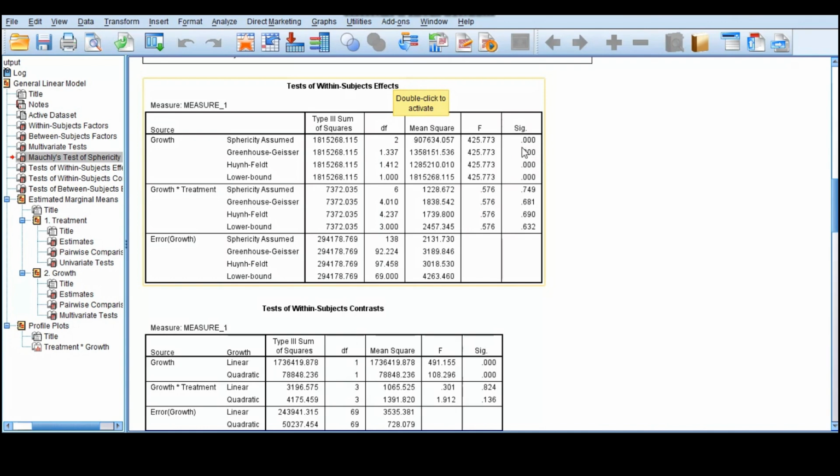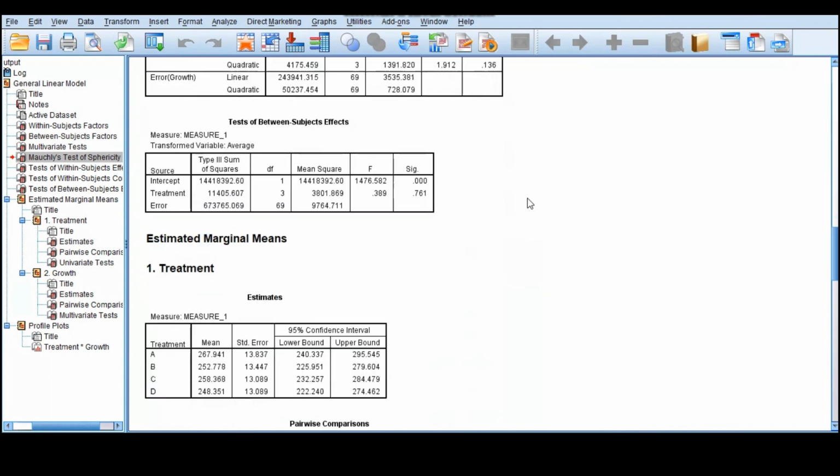And when you use the Greenhouse-Geisser, this is the main thing that we are interested in. That is the p-value, and you can see it is less than 0.05. So we can say there is a significant difference across the time measurements, whereby at growth 7, growth 14, and growth 21, there is a significant difference across them. And then we can see what about the interaction between treatment and growth. We can see that there was no significant difference, despite the time when the growth was measured, or despite at growth 7 you apply different treatments.